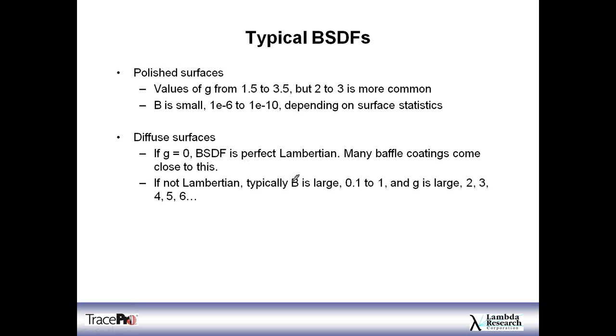If it's not Lambertian, B could be large, 0 to 1, and G is large, 2, 3, 4, 5, or 6 or more. So this means if we looked at this curve here, you're going to be able to go further off from the specular beam before you start to see a drop-off. So the surface is scattering more light as opposed to being a nice polished specular surface.